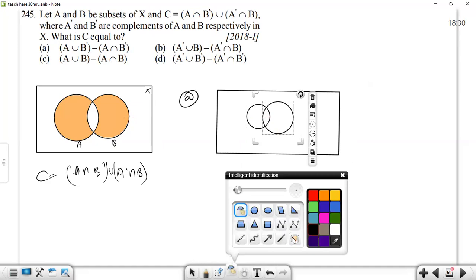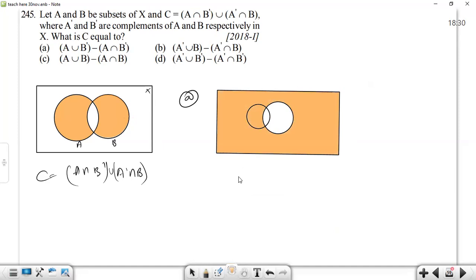So A union of B complement will look like this somewhat, and minus A intersection with B complement. So we are basically subtracting this region only. So our option number A figure will look like this. Is that clear? Any doubts? Which is not equivalent to the C set. Okay, any doubts? If any, please ask. Drawing the next figure.